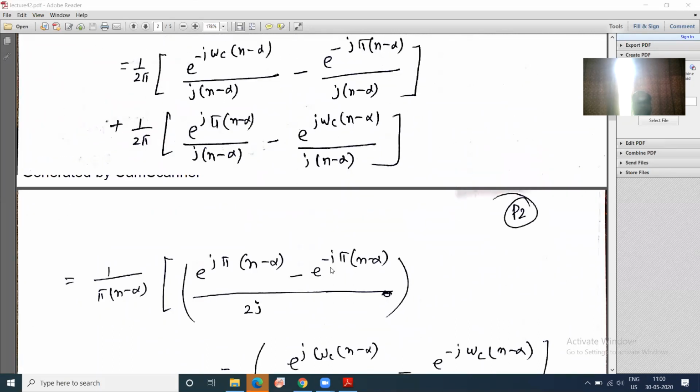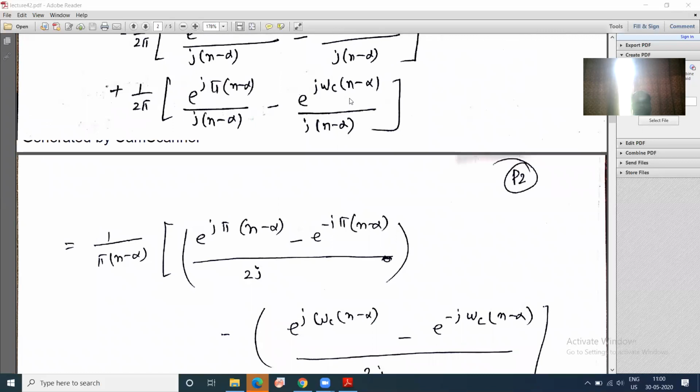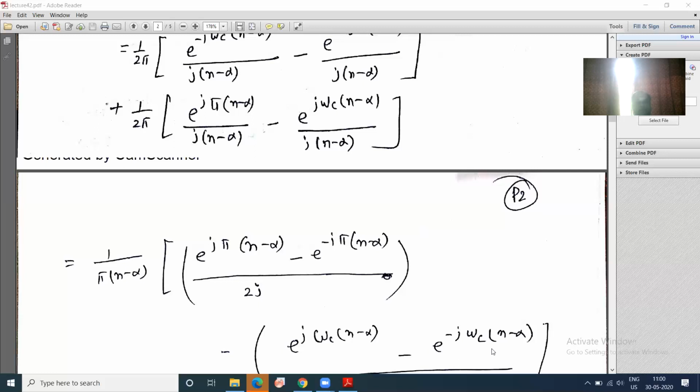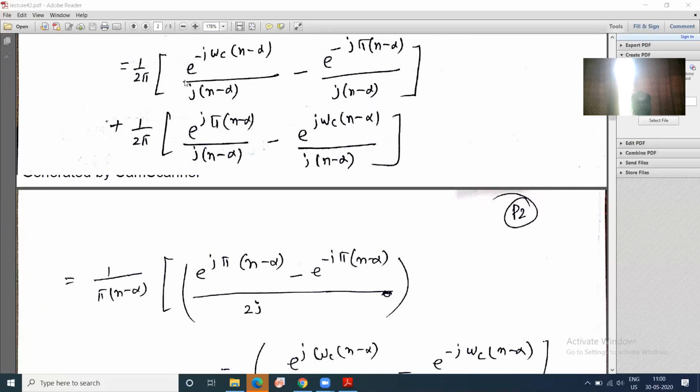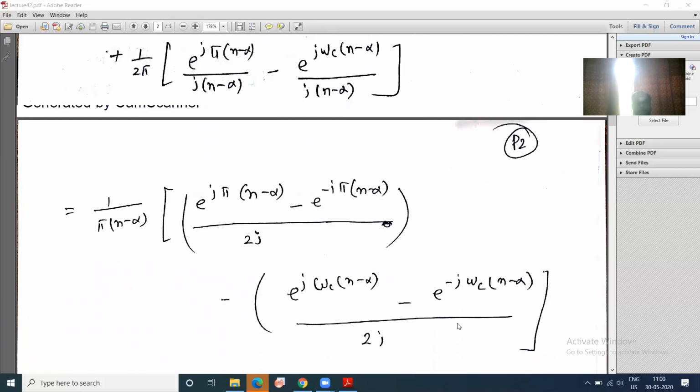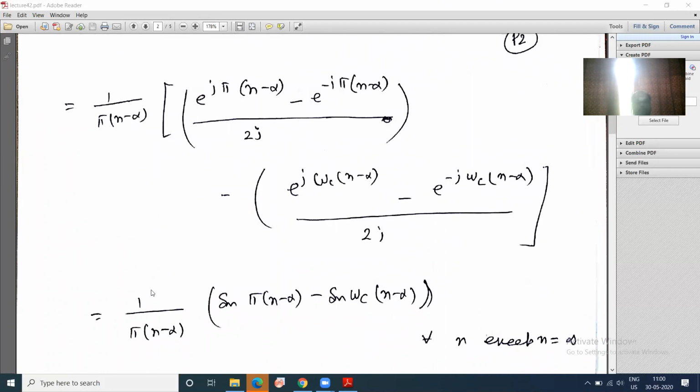Similarly, for e to the power j omega (n minus alpha), with the minus sign, I have taken minus common, and e to the power minus j omega c (n minus alpha), this is plus sign, so minus minus of this. Then if you simplify, it will be 1 by pi times (n minus alpha), sine of pi times (n minus alpha), sine of omega c (n minus alpha). This is valid for all values of n except n equal to alpha.